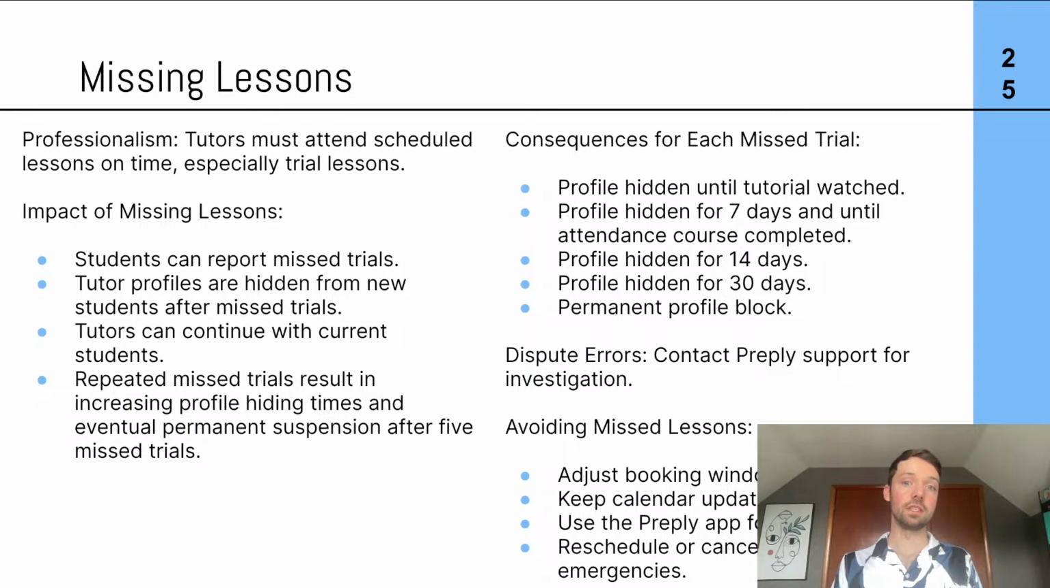For each missed trial, for the first one, you will have your profile hidden until you have watched a tutorial video on attending lessons. After that, for the second time, your profile will be hidden for 7 days and until an attendance course is completed. Number 3, your profile will be hidden for 14 days. Number 4, 30 days. And number 5, it's blocked. All right, so 5 strikes and you're out.